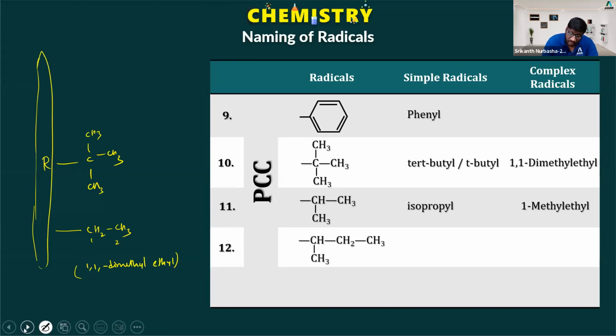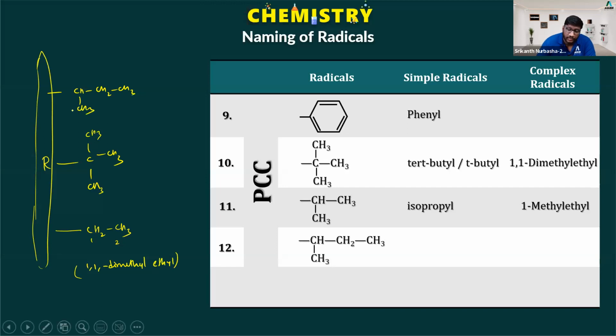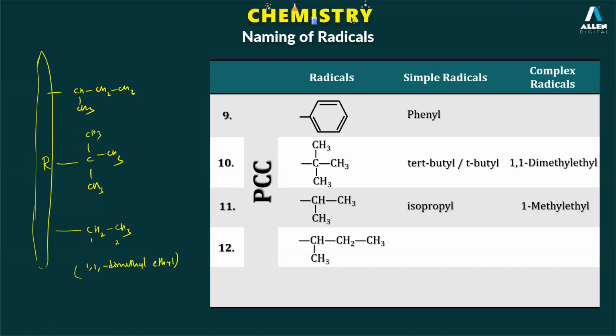Next, this one, you try to answer. It is said to be what type of simple radical? Like how to name this in the common system? CH, CH3, CH2, CH3. Like I have alkyl group, somewhere I have CH, CH2, CH3, CH3. How to name this? Isopropyl.